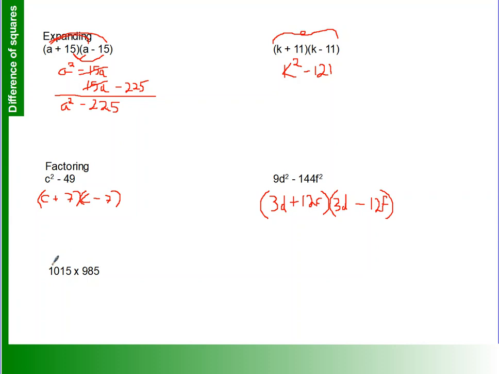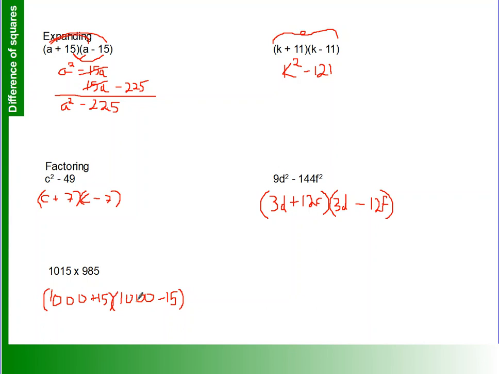So I know that another way of writing 1015 is simply 1000 plus 15. And 985 can be written as 1000 minus 15.